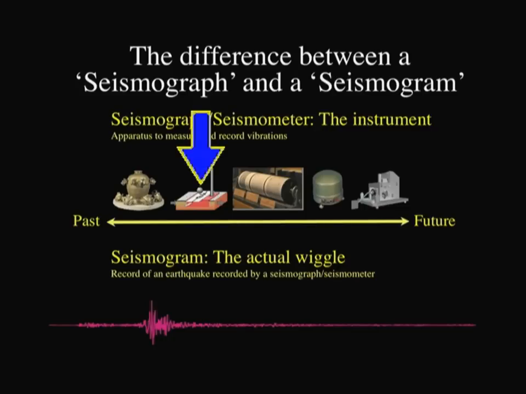So it used to be called a seismograph because it would actually graph something on paper. You're probably used to these kind of drums. But now we tend to call it a seismometer because it's not graphing on paper, it's all electrical. The seismogram is the actual wiggle that's recorded by the seismometer.